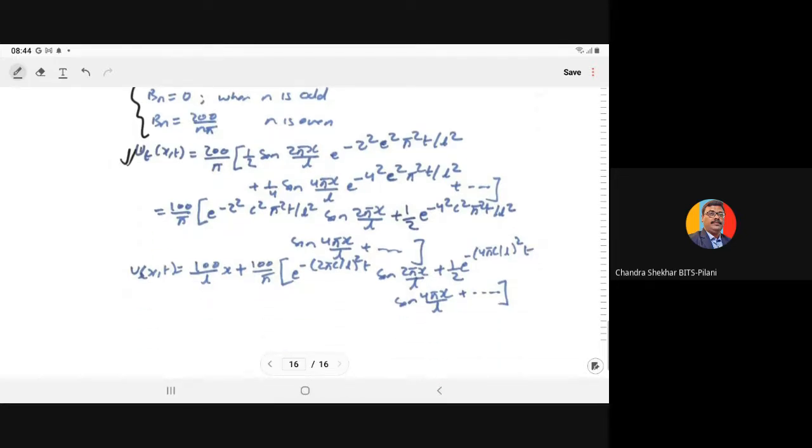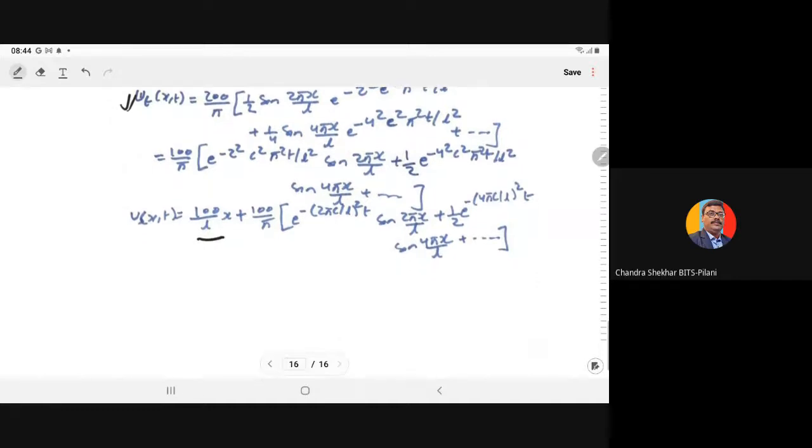Right. So u(x,t) will be the steady state temperature plus the transient temperature. So just we add us plus ut. Right. So in this way we determine the solution of the given problem, and that's all of our syllabus.